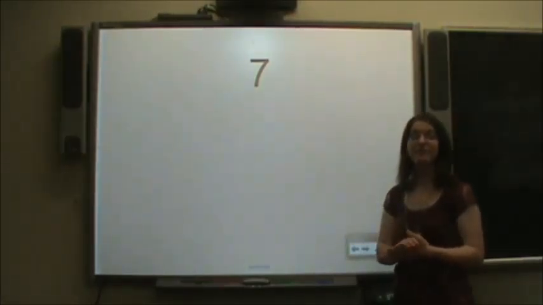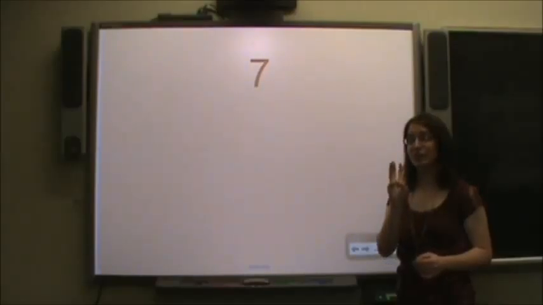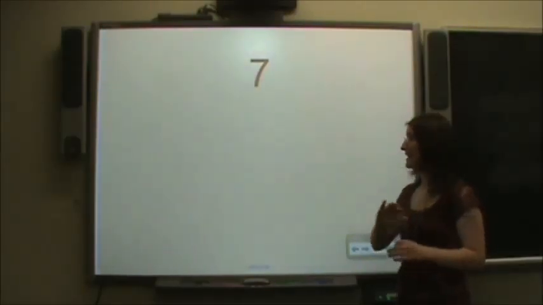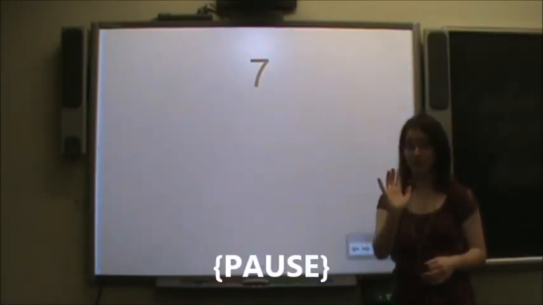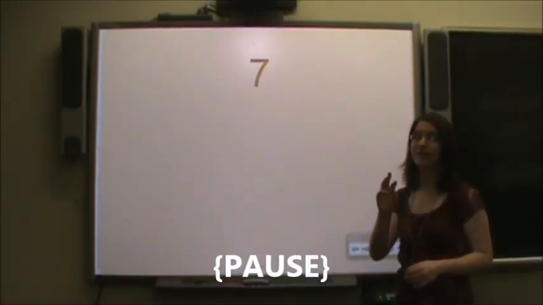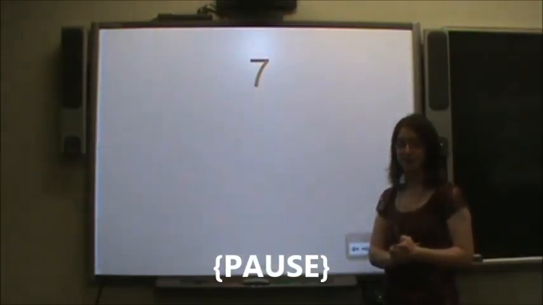Now you're going to find the first 5 multiples of 7, and then you can find 3 more multiples, any multiples you want. They do not have to be within the first 10. So find the first 5, write those down, and then find 3 more, any 3 that you want. Pause your video and do that now.